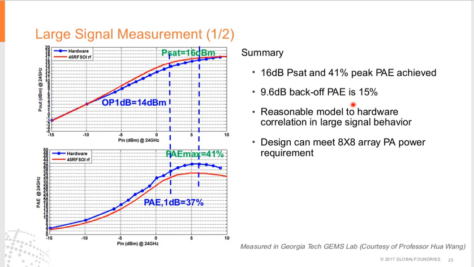So overall, if we consider complex modulation, we need to back off 9.6 dB, and the back-off PAE can still be larger than 15%. So this is good for complex modulation applications. And also this shows reasonable model to hardware correlation in the large signal behavior. This PA can meet the 8x8 array power amplifier requirement based on our previous analysis.